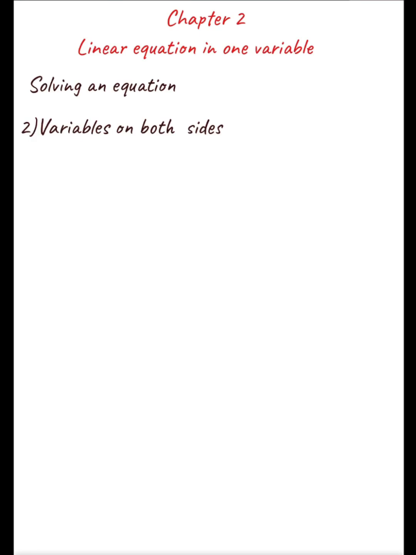That is, we are having equations with variables on both sides of the equation. Let's see one example: 2x minus 3 equals x plus 2. Here you can see that the variable x is on the left hand side as well as the right hand side. How to solve such equations, that is what we are going to discuss here.